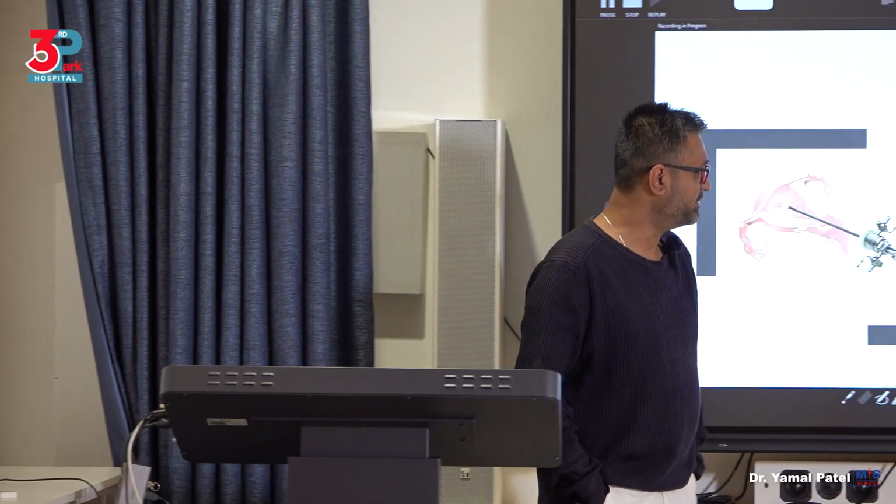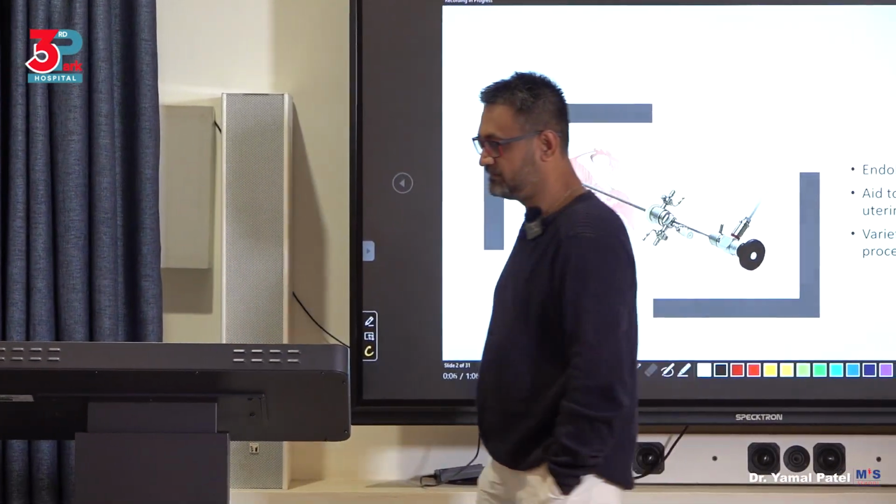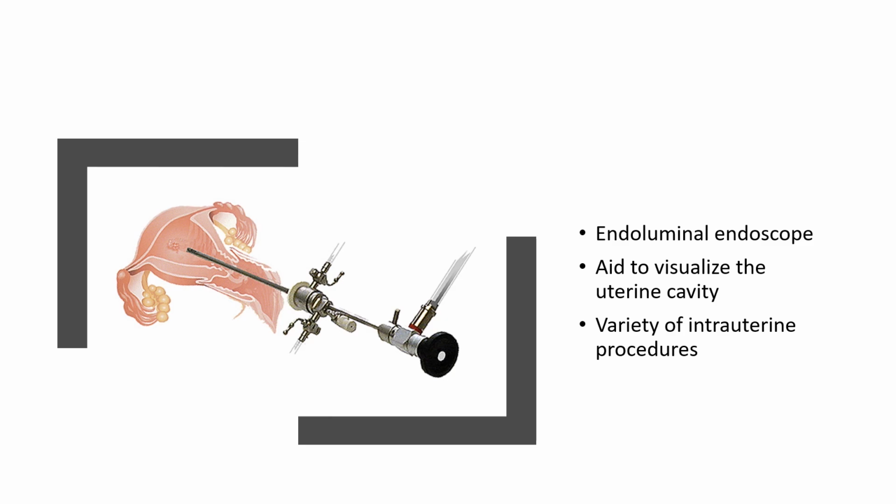So what is hysteroscopy? Hysteroscopy is an endoluminal endoscope that aids to visualize the uterine cavity. And a number of intrauterine procedures can be done by hysteroscopy. So hysteroscopy is very important for us as gynecologists.